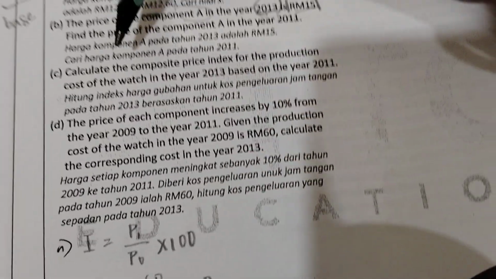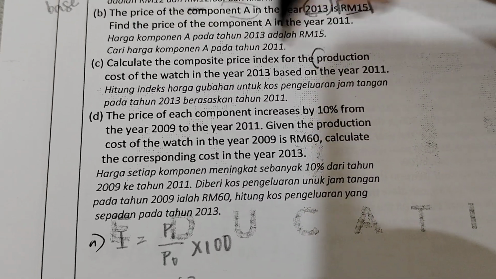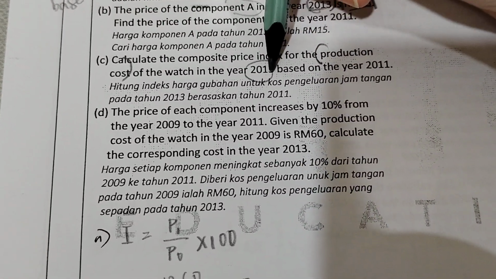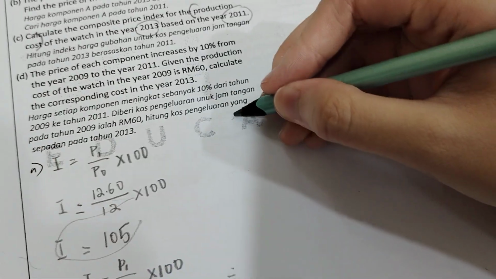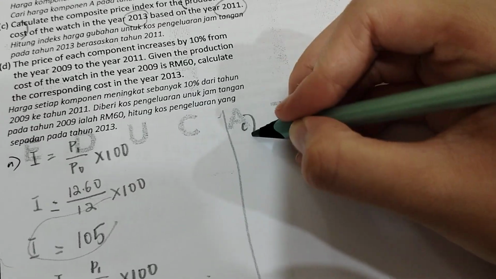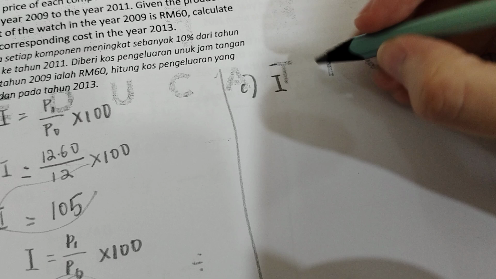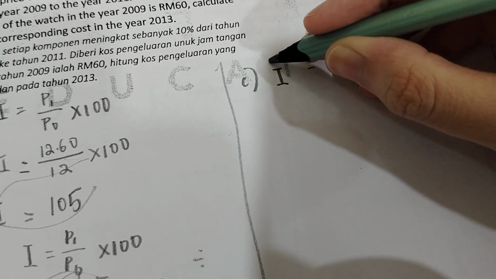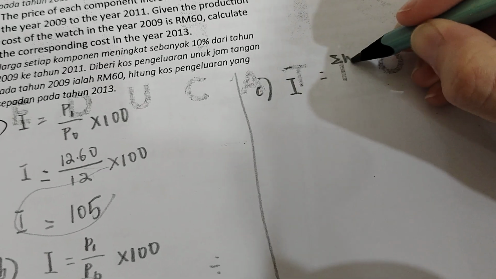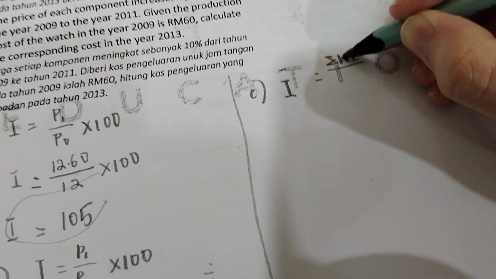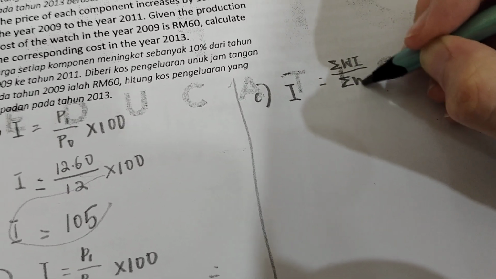Okay, going to the third part. Calculate the composite price index for the production cost of the watch in the year 2013 based on the year 2011. Okay, composite price. Already from here, question C, we're not using this formula anymore. We're using the formula of composite index, which is like this. There's a line on the top to indicate it's composite, and then the sigma symbol to indicate the sum of something, the weightage times the index price, and then the sigma sign for the sum of the weightage.